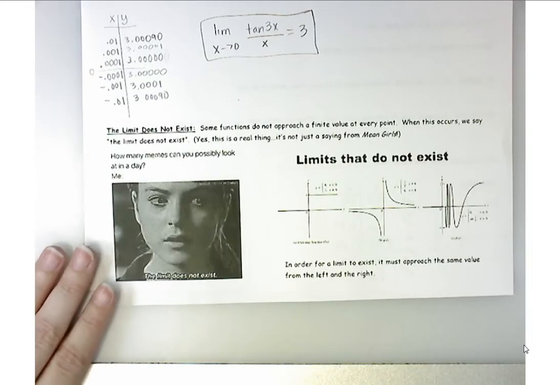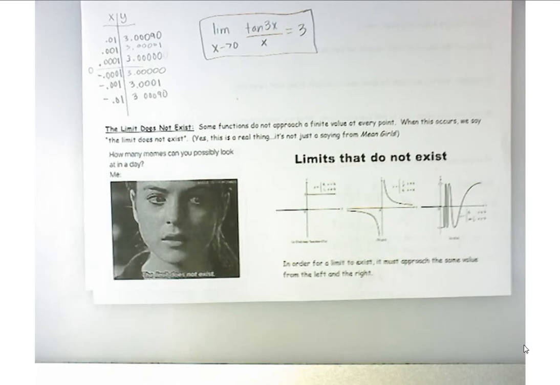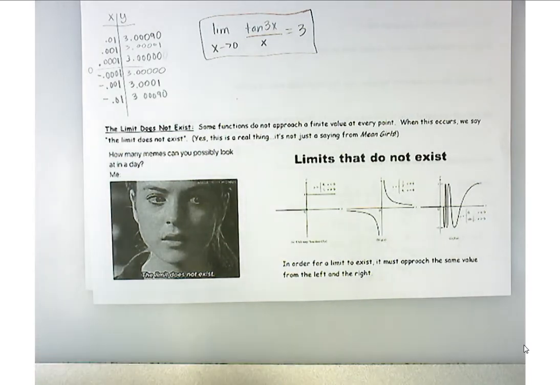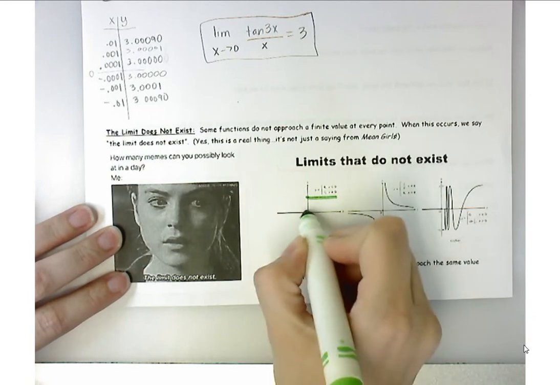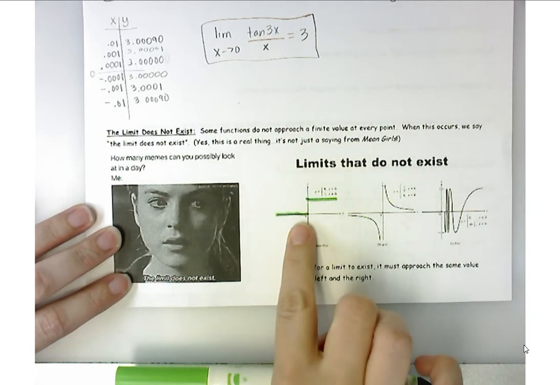Alright, now we're going to talk about the limit does not exist, so something we touched on earlier. So some functions do not approach a finite value at every point, and then when that happens, you say the limit does not exist. So not just something that you heard in Mean Girls. Limits that do not exist. Here are some examples. It's hard to see them, so I'm just going to highlight them for you.